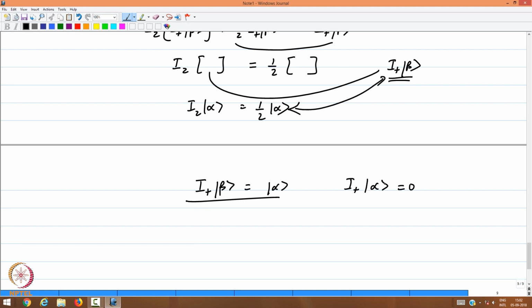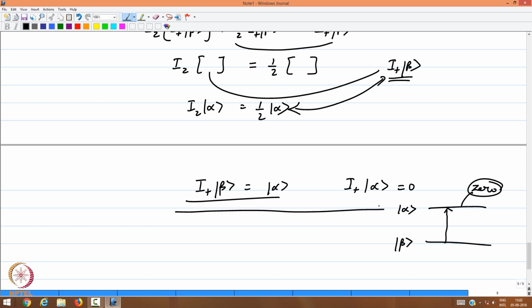So, if you think of alpha and beta as two states, you call this alpha and you call this beta, then you see I plus acting on beta takes it up to alpha, and I plus acting on alpha takes it to 0, no further states. Okay. This is the action of the raising operator on alpha and beta.